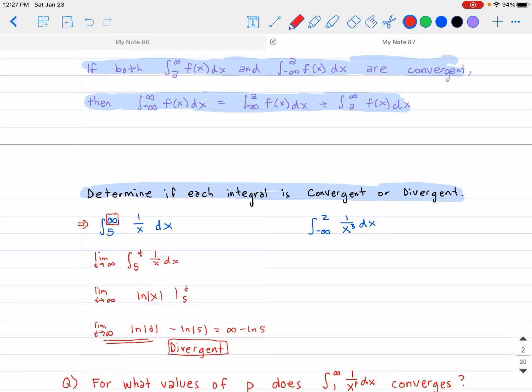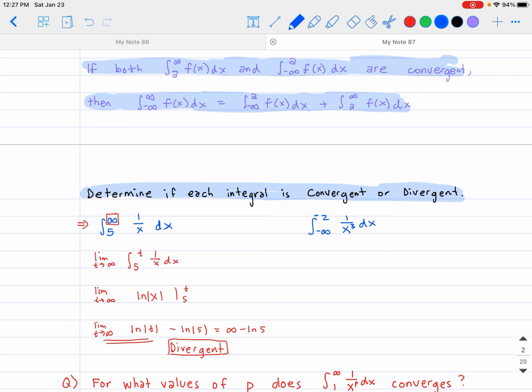Now for the second one, same deal. Let's say this time I want to find the area under the curve from negative infinity to, and let me change that a little bit because we're stepping into the boundary of type 2 and I don't want to deal with that, let's say negative infinity to negative 2 for 1 over x cubed dx.